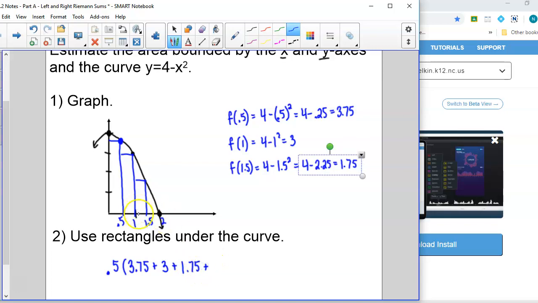And then I'm going to do this for the very last one. The width would be 0.5. The very last one, the height is 0. Obviously, you don't have to include that because the height is 0. If we had a rectangle here, it'd be right here, but it has a height of 0. That doesn't always happen depending on what section of the graph you're looking at, but for this one, it did. So if I type all of that in, 0.5 times 3.75 plus 3 plus 1.75, I'm going to get 4.25.